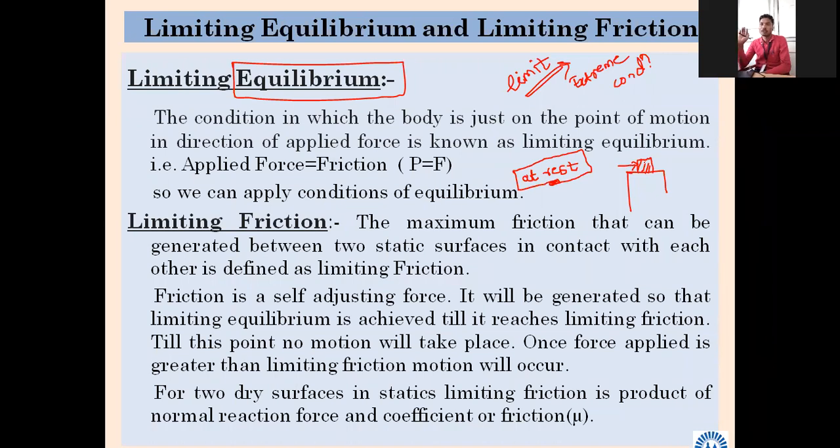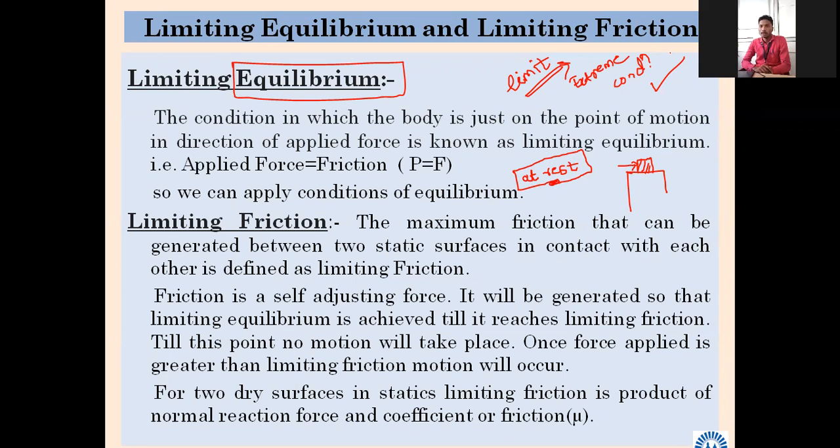That condition of body is called as limiting equilibrium. That's why the word extreme condition I have told here. I have also written extreme condition of equilibrium. Extreme condition झाली equilibrium ची. After that, body is going to move. Okay, after that I am saying, not before that. Just about to move, it is called as limiting equilibrium.